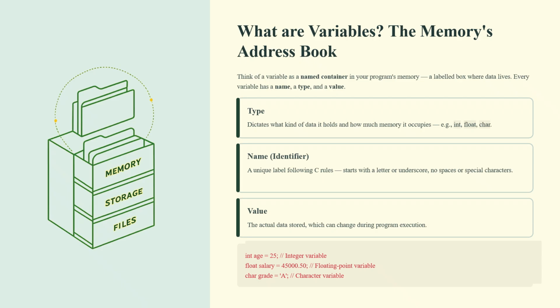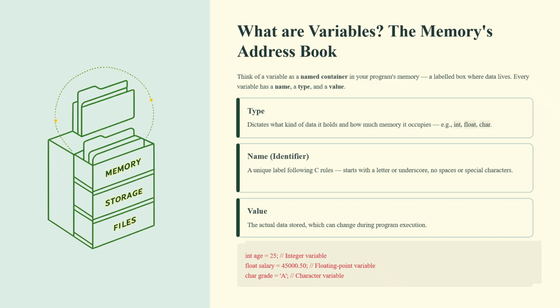What are variables? The memory's address book. A variable is a named memory location that stores a value which can change during execution. There are three components of a variable: type, name, and value. Type defines the type of data, memory size, and allowed operations. For example, int occupies 4 bytes, float occupies 4 bytes, char occupies 1 byte.